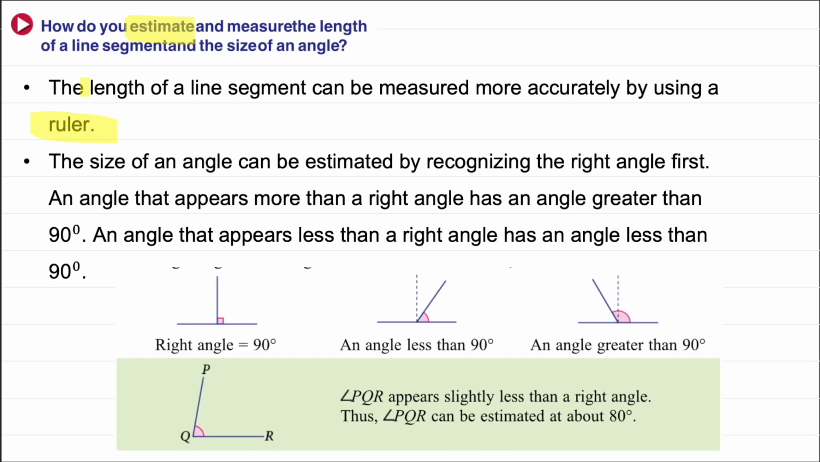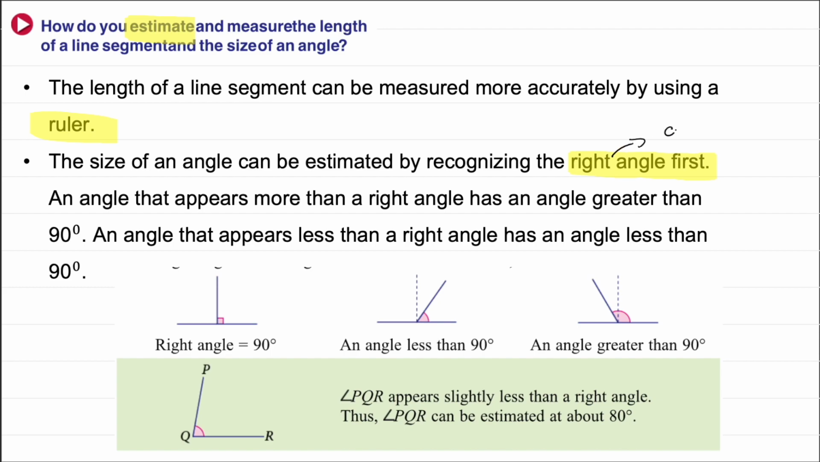Okay. Dan sama juga untuk angle. The size of an angle can be estimated by recognizing the right angle first. So, kalau untuk angle ni dia lain sikit. Kita boleh estimate dia by recognizing the right angle first. Apa itu right angle? Right angle tu adalah 90.